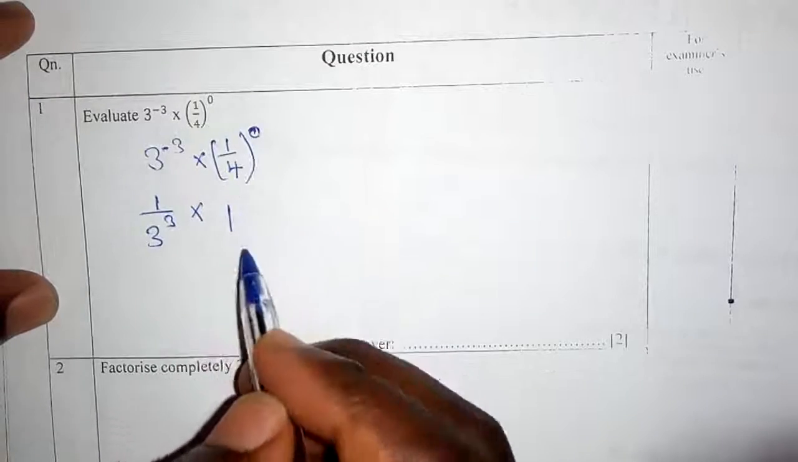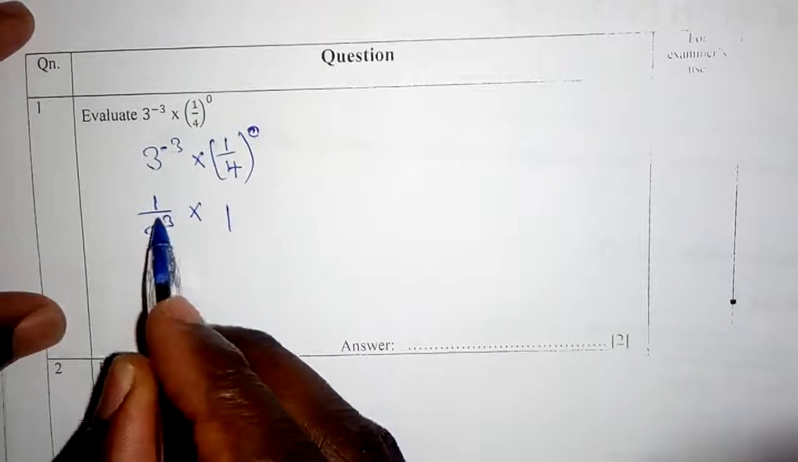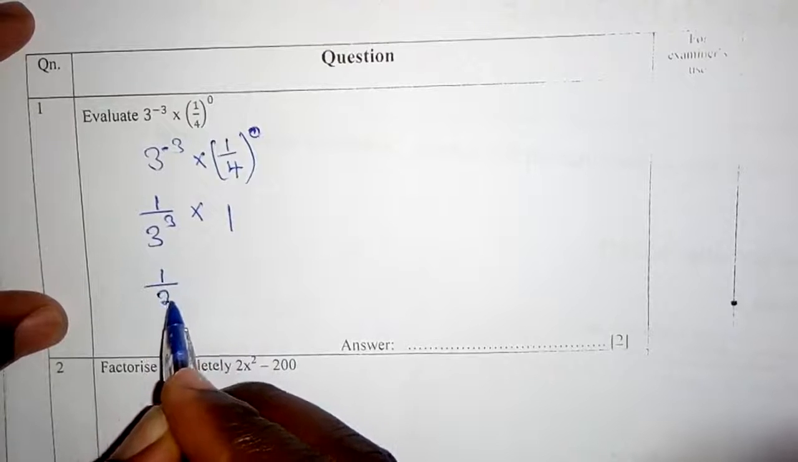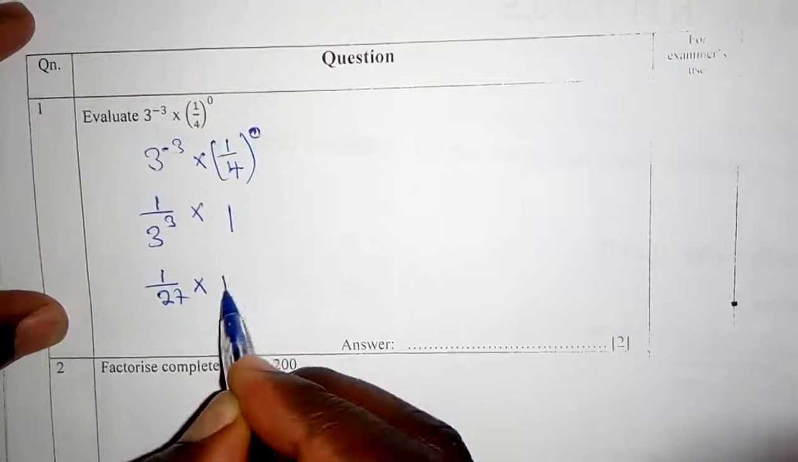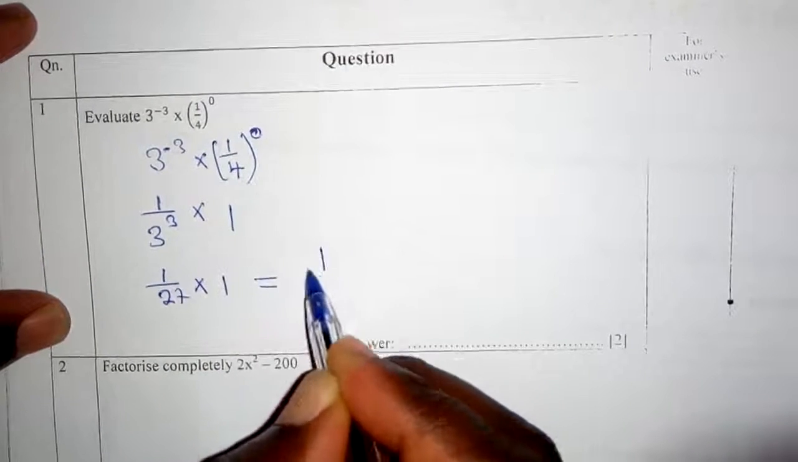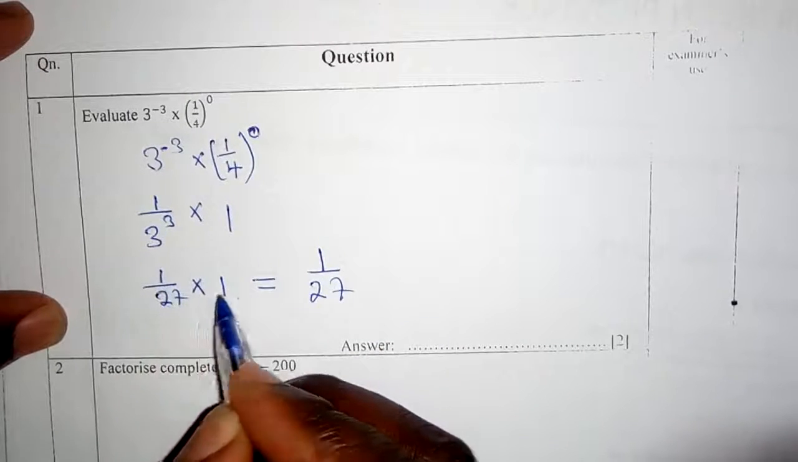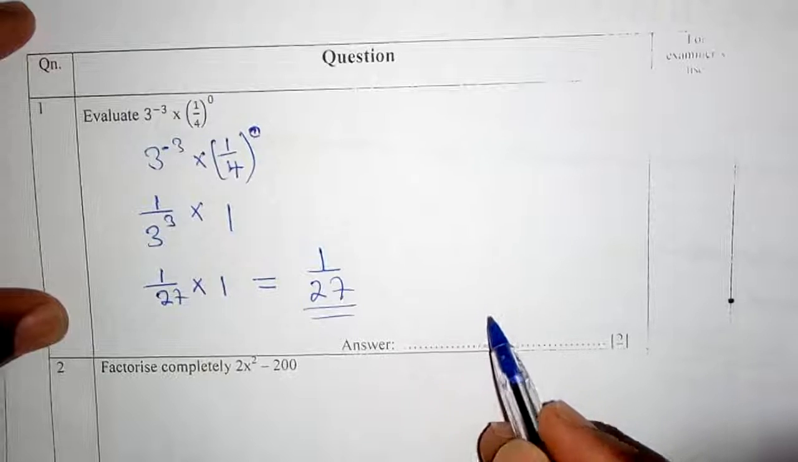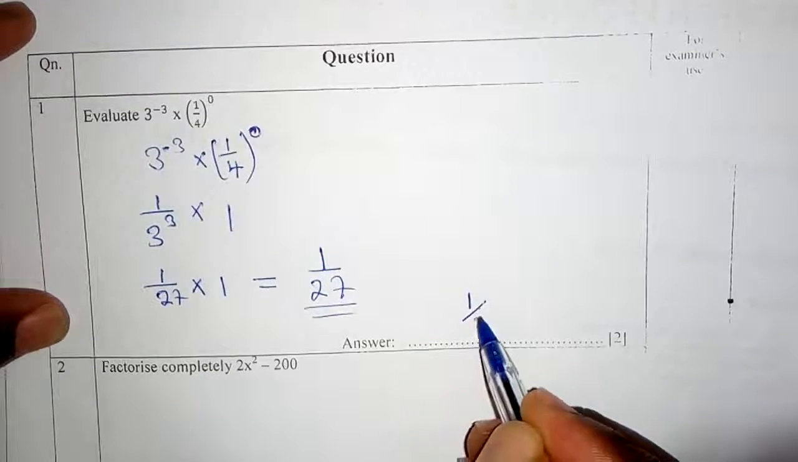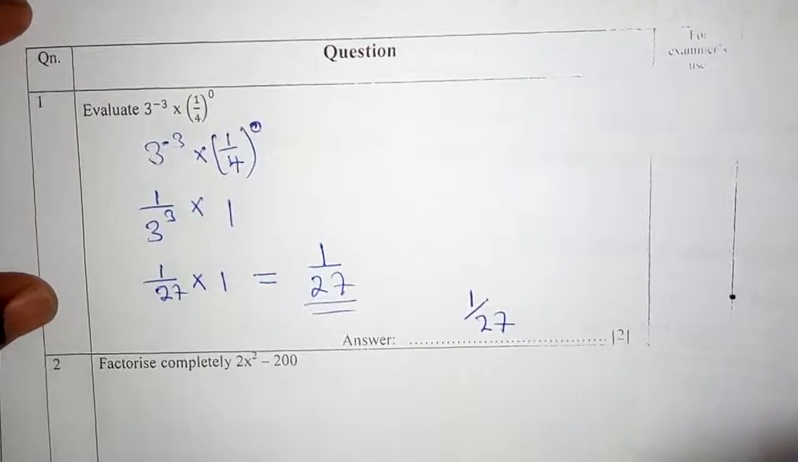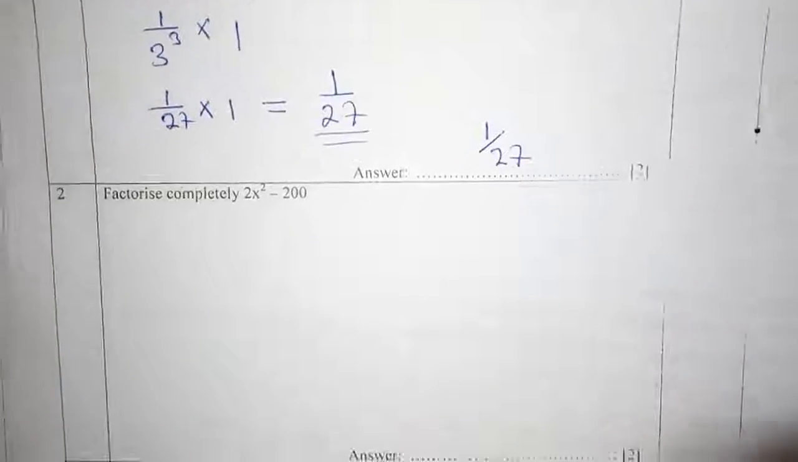Anything to the power 0 is 1. Then when we work out here, we have something like this, and our answer will be 1 over 27. Once we multiply 1 over 27 times 1, this is the answer. We write our answer here. Okay, we go to the next question.